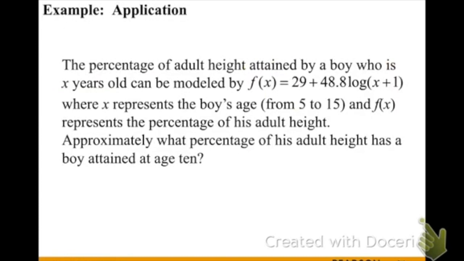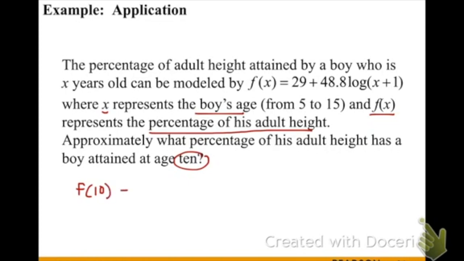So let's try this here. It says that the percentage of adult height attained by a boy who is x years old can be modeled by the function f(x) = 29 + 48.8 log(x + 1). Notice it doesn't give us a base, so this is going to be base 10. Here x represents the boy's age and f(x) represents the percentage of his adult height. If we want to know what percentage the boy will have at age 10, then we need to plug in 10 for x.